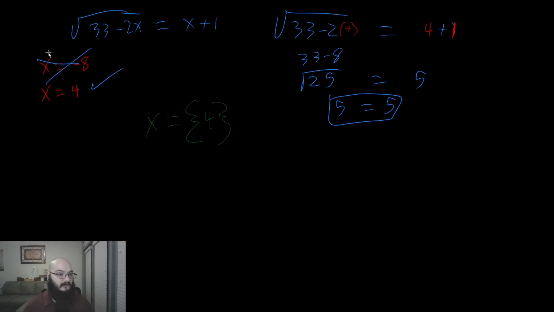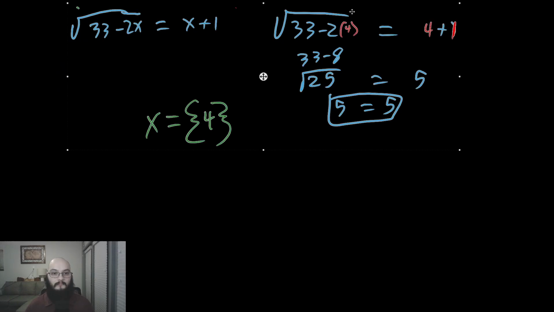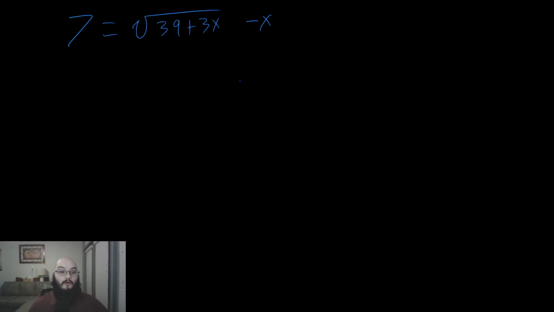And let's clean all of this up and move on to the next problem. Our next one is going to be 7 is equal to the square root of 39 plus 3x, and then on the outside of the radical, minus x. All right, so now we have a situation where our radical group is not isolated. So we do need to isolate our radical group just like we would isolate a variable.